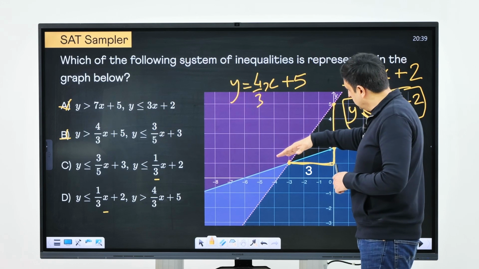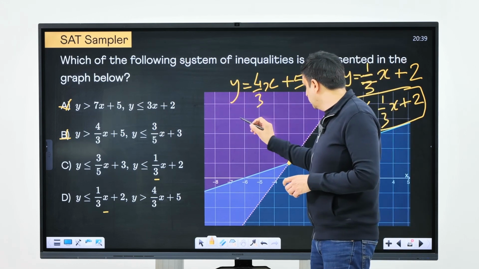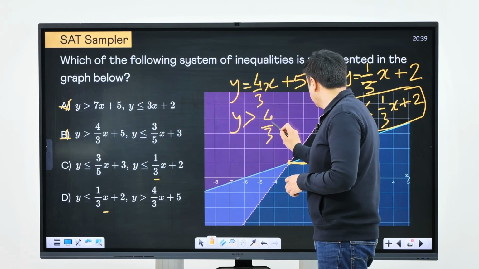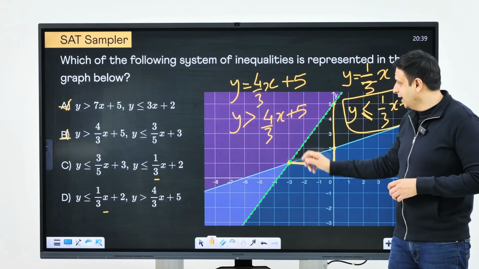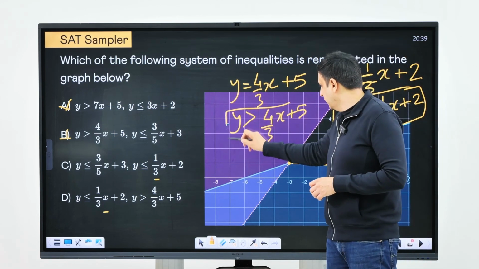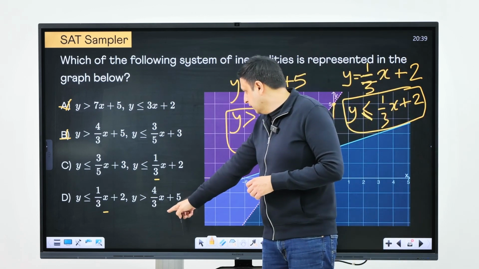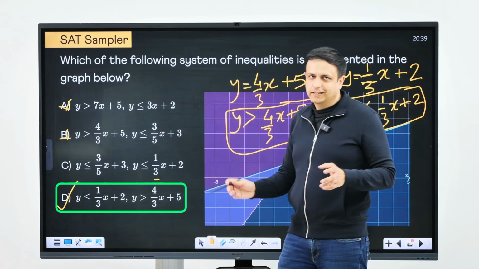And now the shaded half plane is the half plane above this line. So this would correspond to y greater than 4 over 3 x plus 5. And also because this boundary line is dotted, I will not put an equal to sign over here. So this is my second inequality, y greater than 4 over 3 x plus 5, which actually figures over here, and therefore option D is the correct answer.